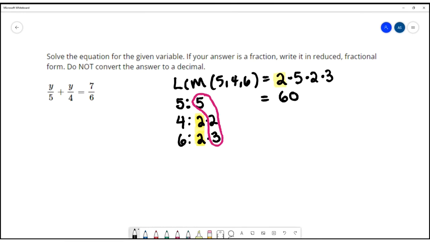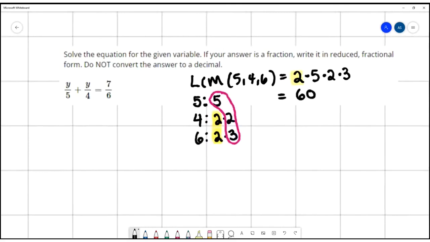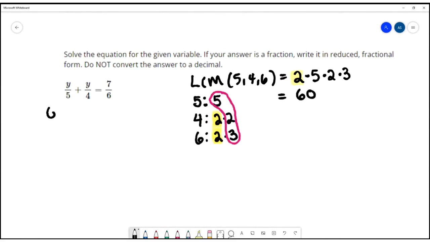5 divides evenly into 60, 4 divides evenly into 60, and 6 divides evenly into 60. We're going to multiply that least common multiple onto every term. And this will clear the fractions in the problem. 6 divides evenly into 60 10 times. So on the right-hand side, we get 70.